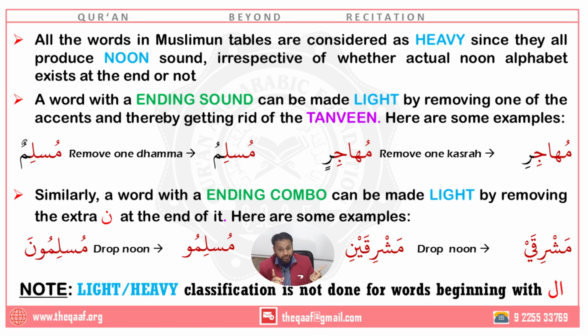Tanween, as I told you in the very first session, gets translated in English as a. Muslimun, a Muslim. Okay? Muslimatun, a female Muslim. So whenever there is a tanween, we translate it in English as a or an. When you add al to a word, in English the al will get translated as the.